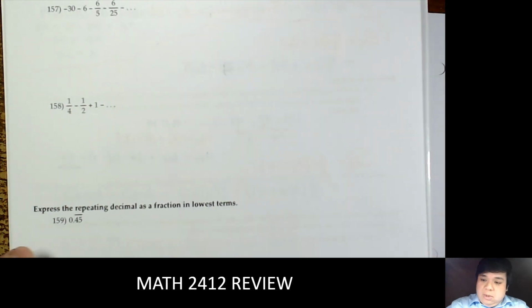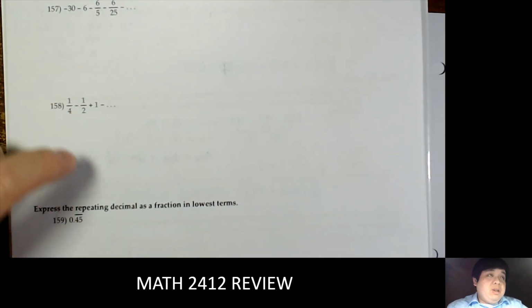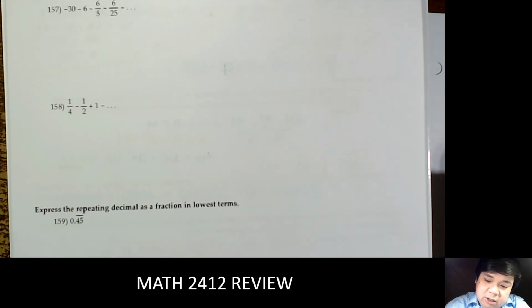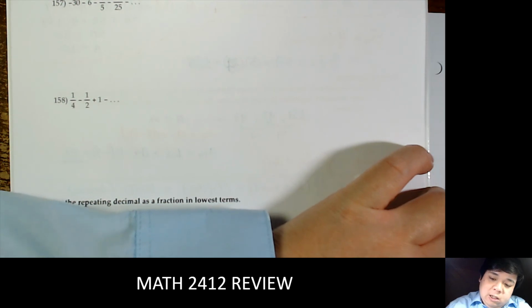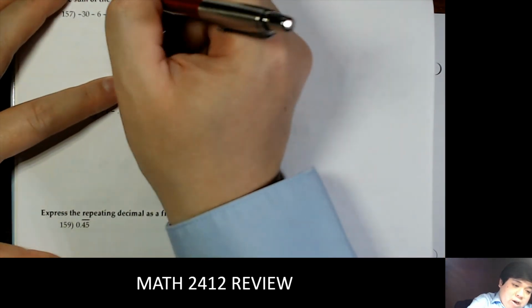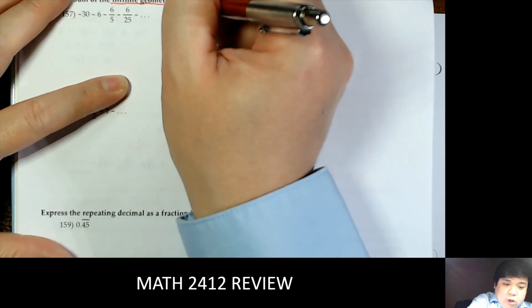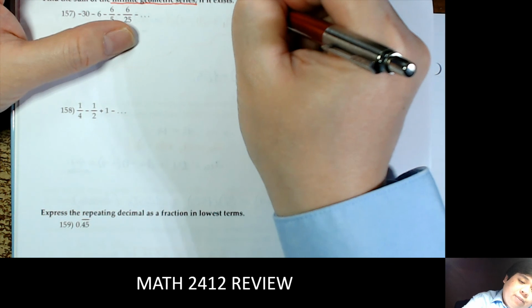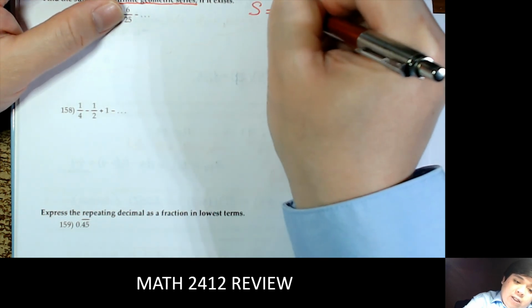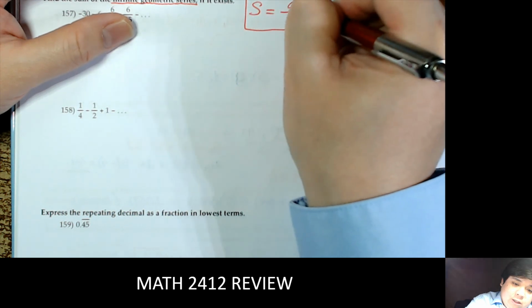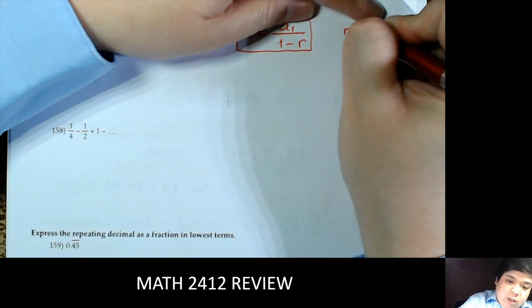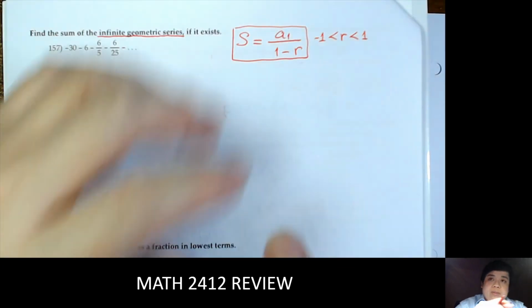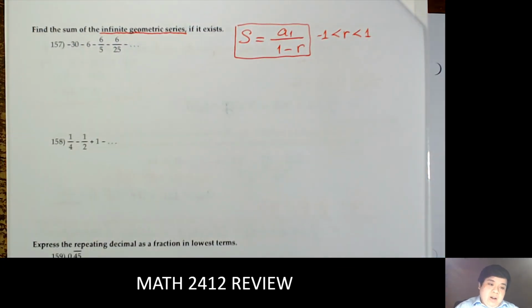Now this is the sum of infinite geometric series. The sum of an infinite geometric sequence is easy: the first term divided by 1 minus r, but only if r is between 1 and -1. If we don't have that, the sum does not exist.